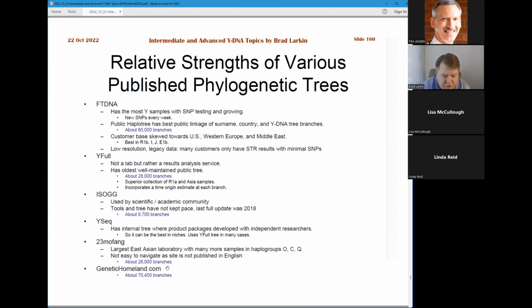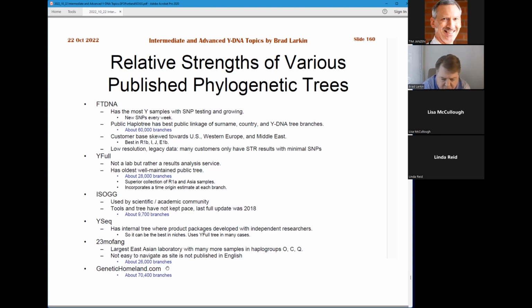FTDNA has the most Y samples, and they're growing. Their public haplotree has a good public linkage of surname, country, and Y-DNA tree branches. They have about 60,000 branches on their tree at this time. Their customer base, of course, is skewed toward US, Western European, and Middle East. So they're best in R1b, I, J, and E1b. They have a lot of low resolution legacy data, however, with customers who only have STR results. But we do continue to see upgrades pretty steady, so that's good.